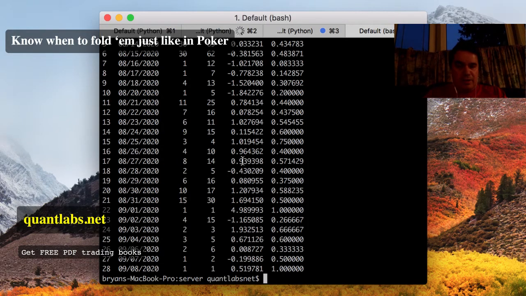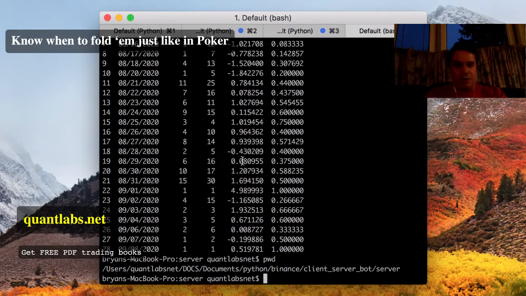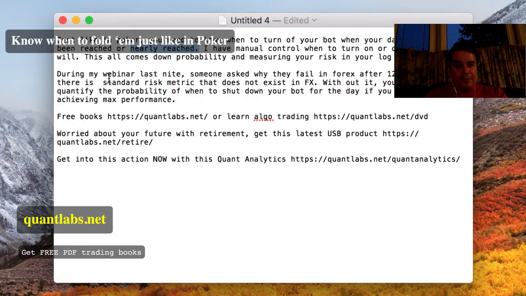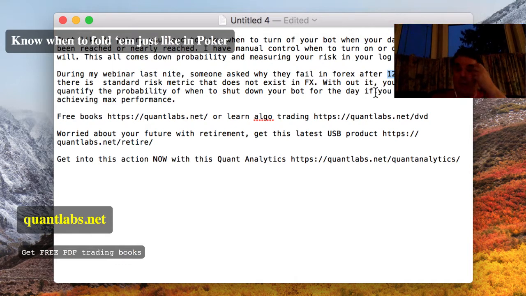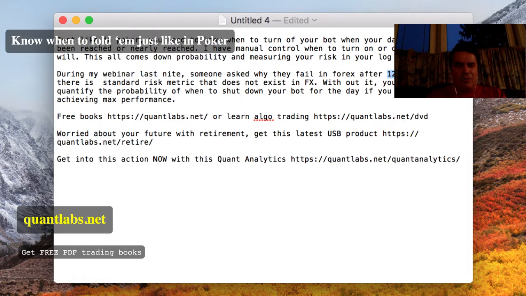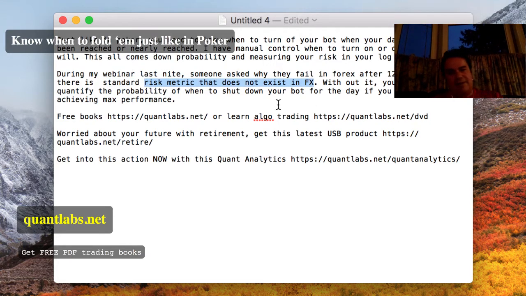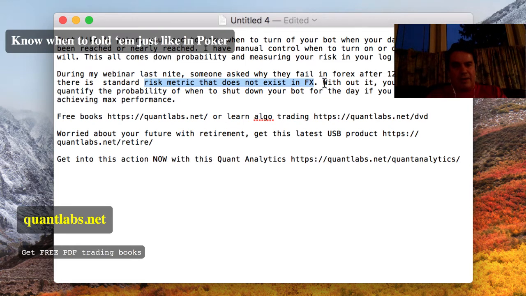So in here, I've got a risk log, which I'll talk about right now. One of the things I highlighted last night in my webinar, somebody asked why people fail in forex after 12 years, questioning if people are actually making money. One of my answers was there's no standard risk metric that allows you to measure risk in the forex market. I'm sure there is, but how I do it in crypto, there's nothing equivalent in forex.